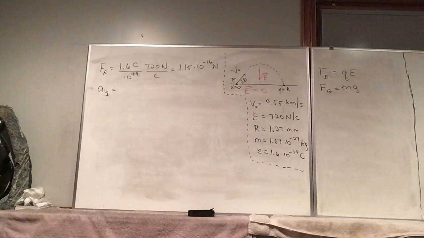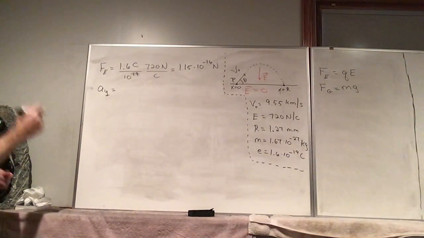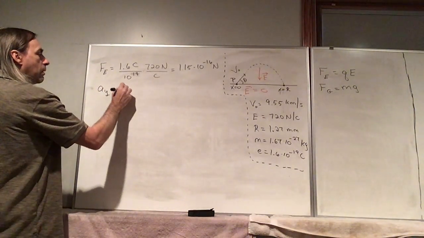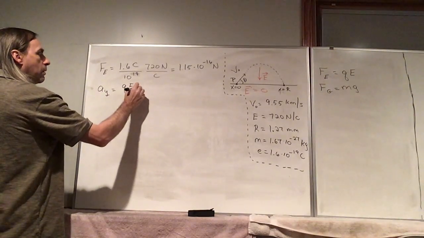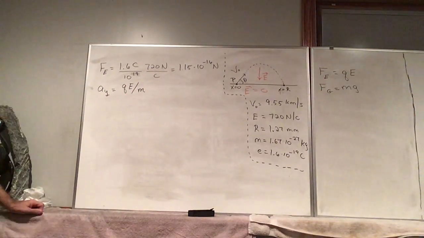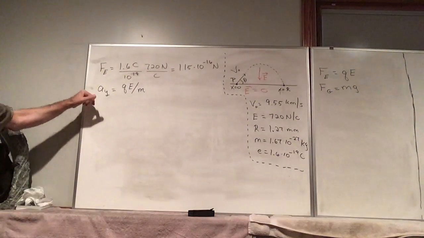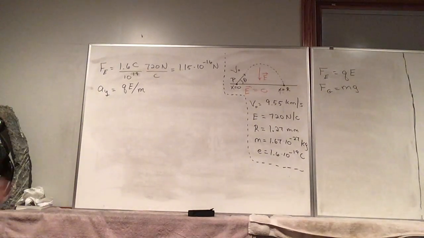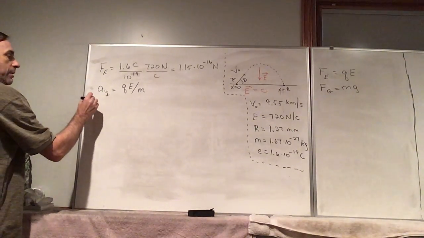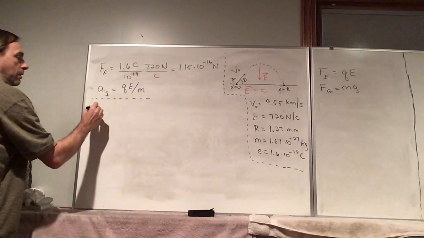That'd be the net force in the y direction, which is QE divided by the mass. And this is, of course, just the magnitude of the acceleration. We know it's directed downwards, but the magnitude is QE over m. So now let's look at kinematics.